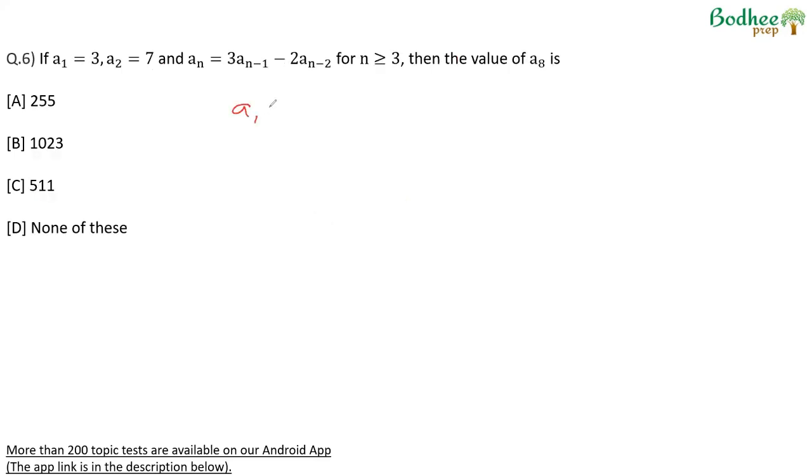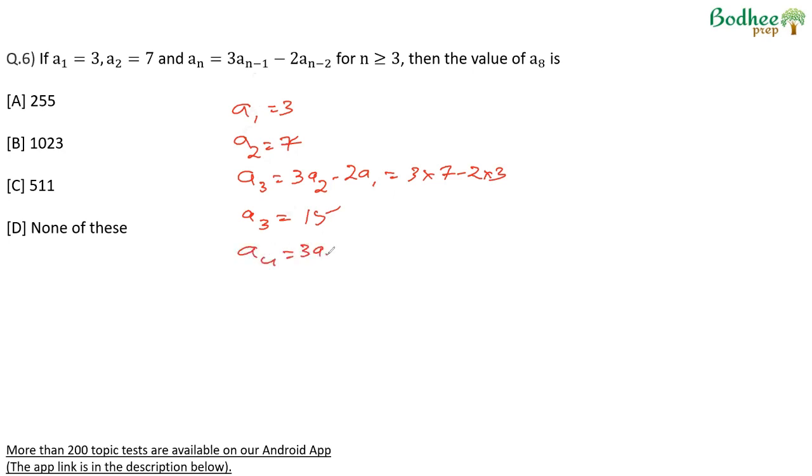A1 is equal to 3, A2 is equal to 7, An is equal to 3A(n minus 1) minus 2A(n minus 2). So if you put n as 3, we'll get A3 is equal to 3A2 minus 2A1, which is 3 into 7 minus 2 into 3, which is 21 minus 6, which is 15. If we look at A4, this will be 3 into A3 minus 2 into A2, which will be 3 into 15 minus 2 into 7, 45 minus 14, 31.